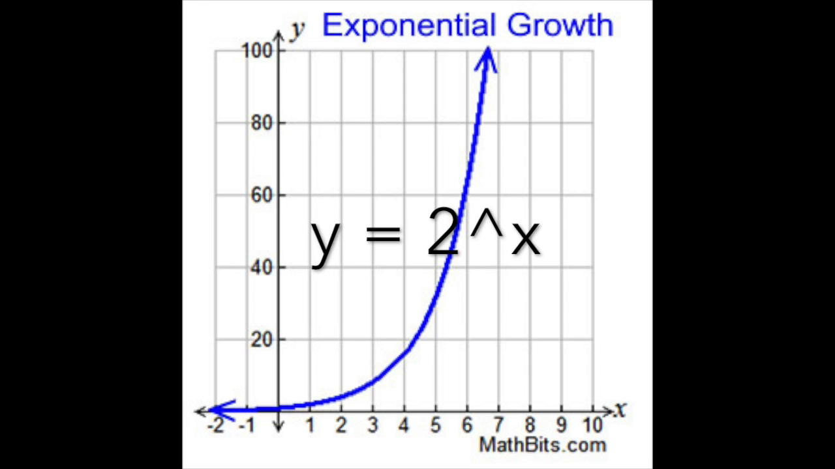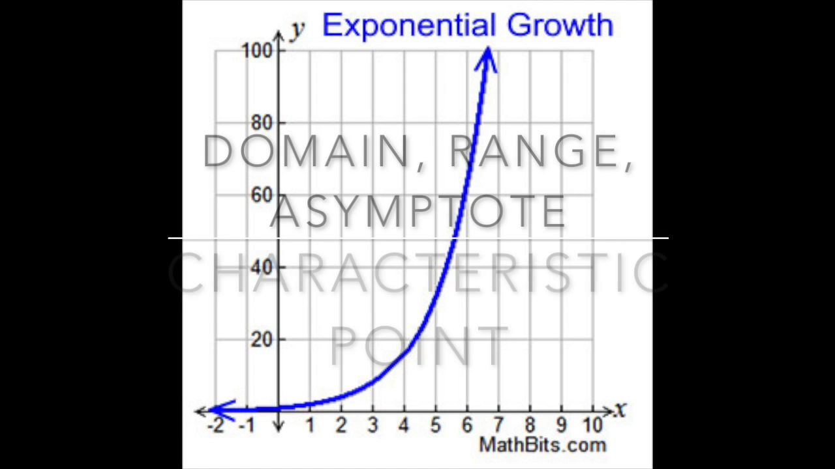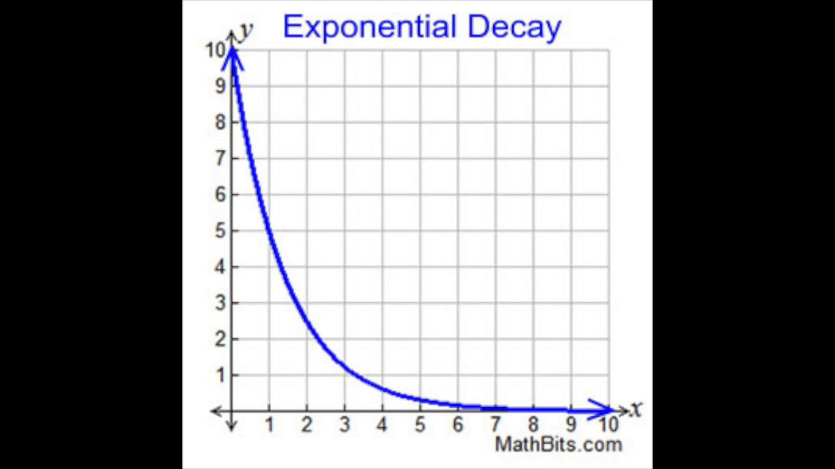Its function is y equals 2 to the x, and this is its graph. The main characteristics are domain, range, its asymptote, and a characteristic point. Vice versa, the exponential decay is a process of reducing an amount by a consistent percentage rate over a period of time. In exponential decay, the total value decreases, but the proportion at least remains constant over time.